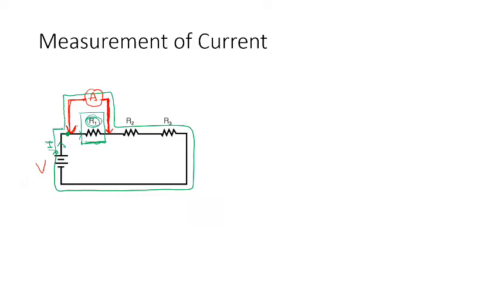Why? Because the ammeter, which was supposed to be connected in series, you connected it in parallel. So the current decided to take the path of least resistance and chose to flow in this manner. All right. So this method is wrong. So what is the correct method? Let us see.